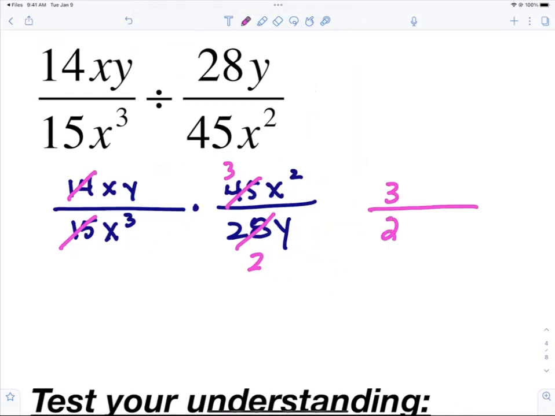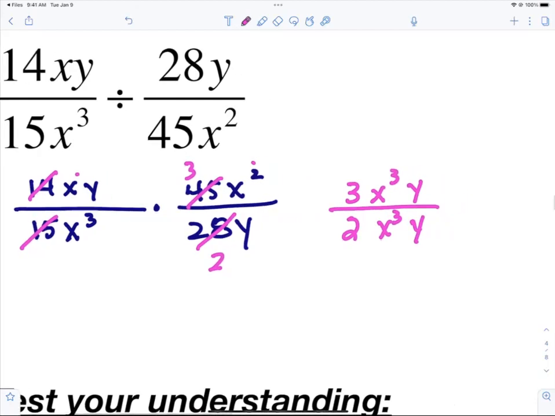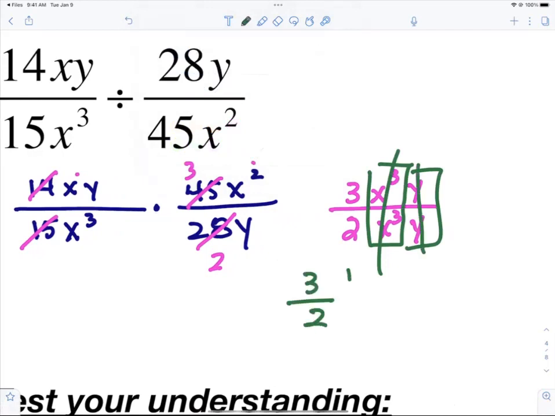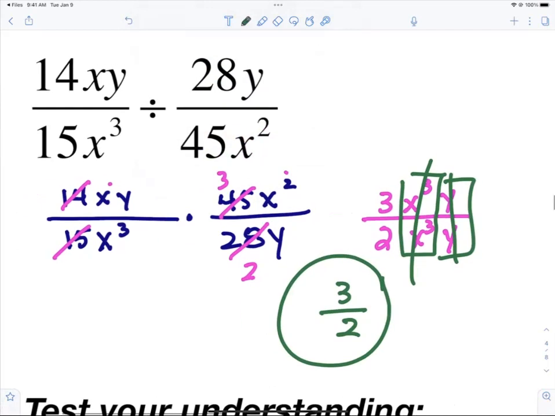And now let's deal with the variables. So I've got 3 x's on top. When I bring together x to the first and x squared, 1 y, and then in the denominator, I have 3 x's and 1 y. So just bringing all that together within the same fraction, and then hopefully it's easy for you to see that they're going to divide out, and then the 2 y's will divide out, and the only thing left standing would be the 3 over the 2.